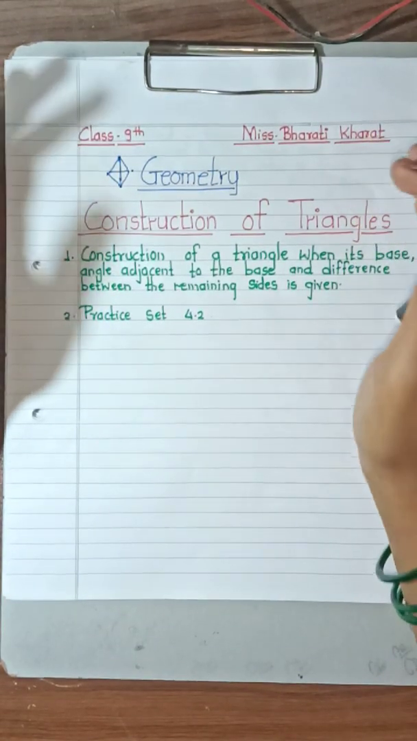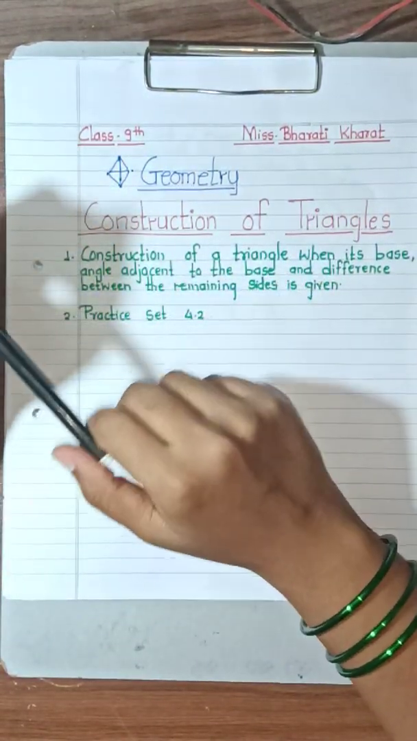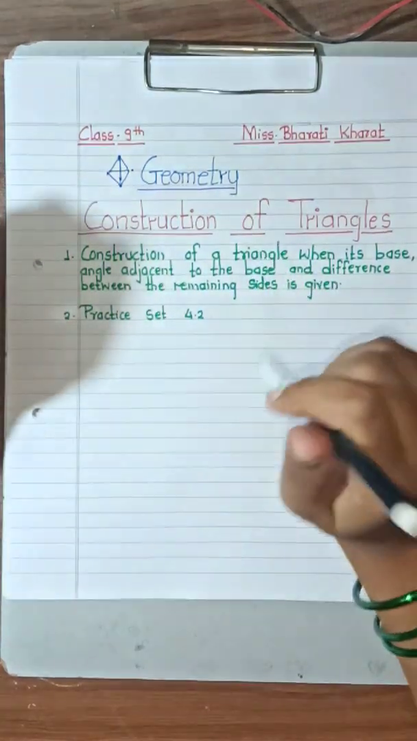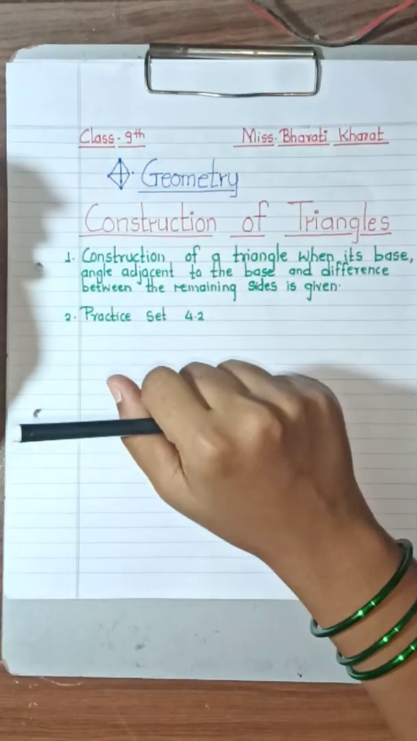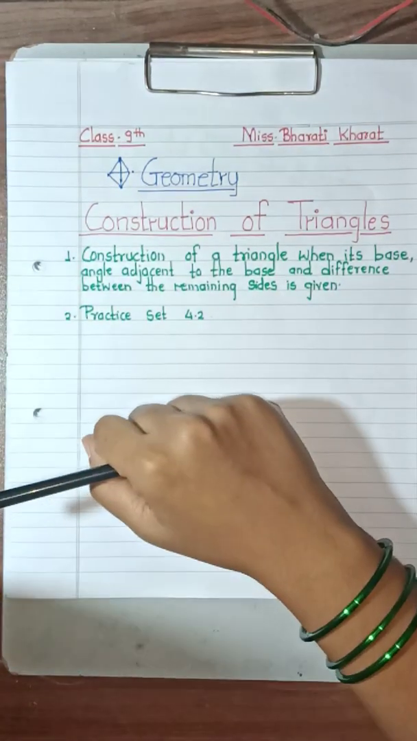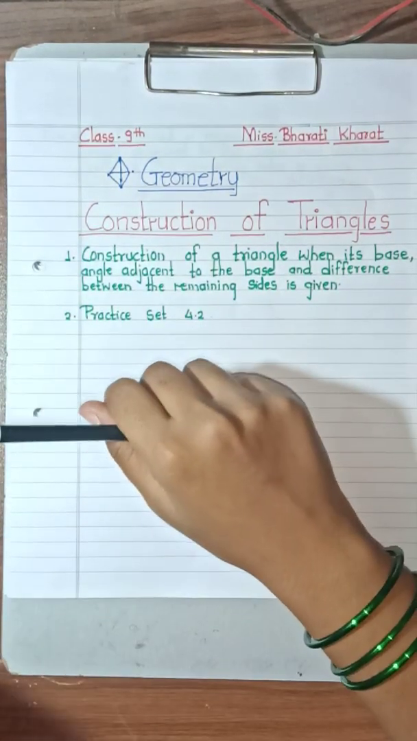Hello dear students, today again we are going to continue with the topic construction of triangles. Today we are going to start with practice set 4.2. Before that we are going to study some solved examples which are given in your textbook.